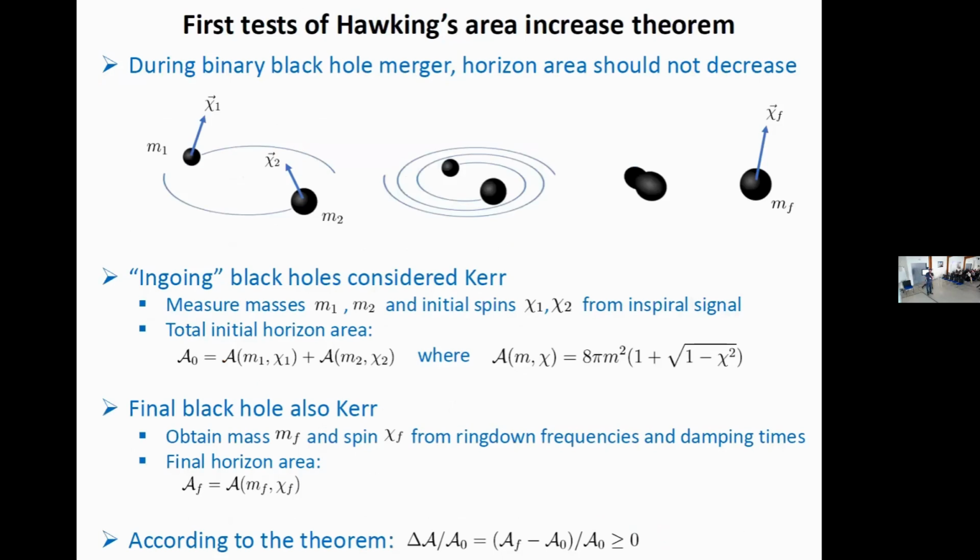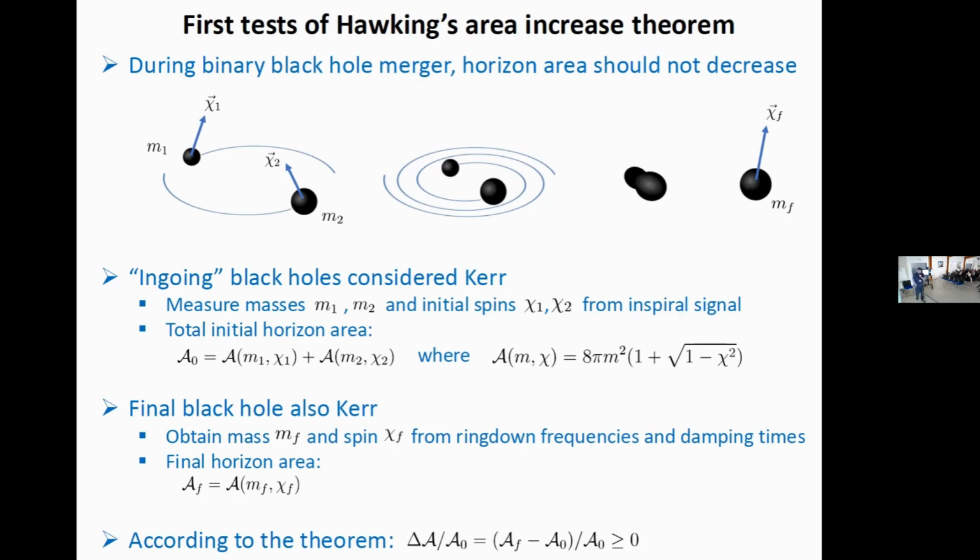You don't see echoes. Now, another thing you can test is Hawking's area increase theorem. So during a binary black hole merger, it should be the case that the total horizon area does not decrease. So for the two ingoing black holes, if they're far enough apart, you can consider them Kerr, and the area of the horizon we have an expression for in terms of mass and dimensionless spin. And of course, there are two ingoing black holes, so you have to take the sum of the areas. By the way, how do you measure the masses and the spins? Well, from the in-spiral signal, we know how to do that. And you stick in a probability distribution for those values.